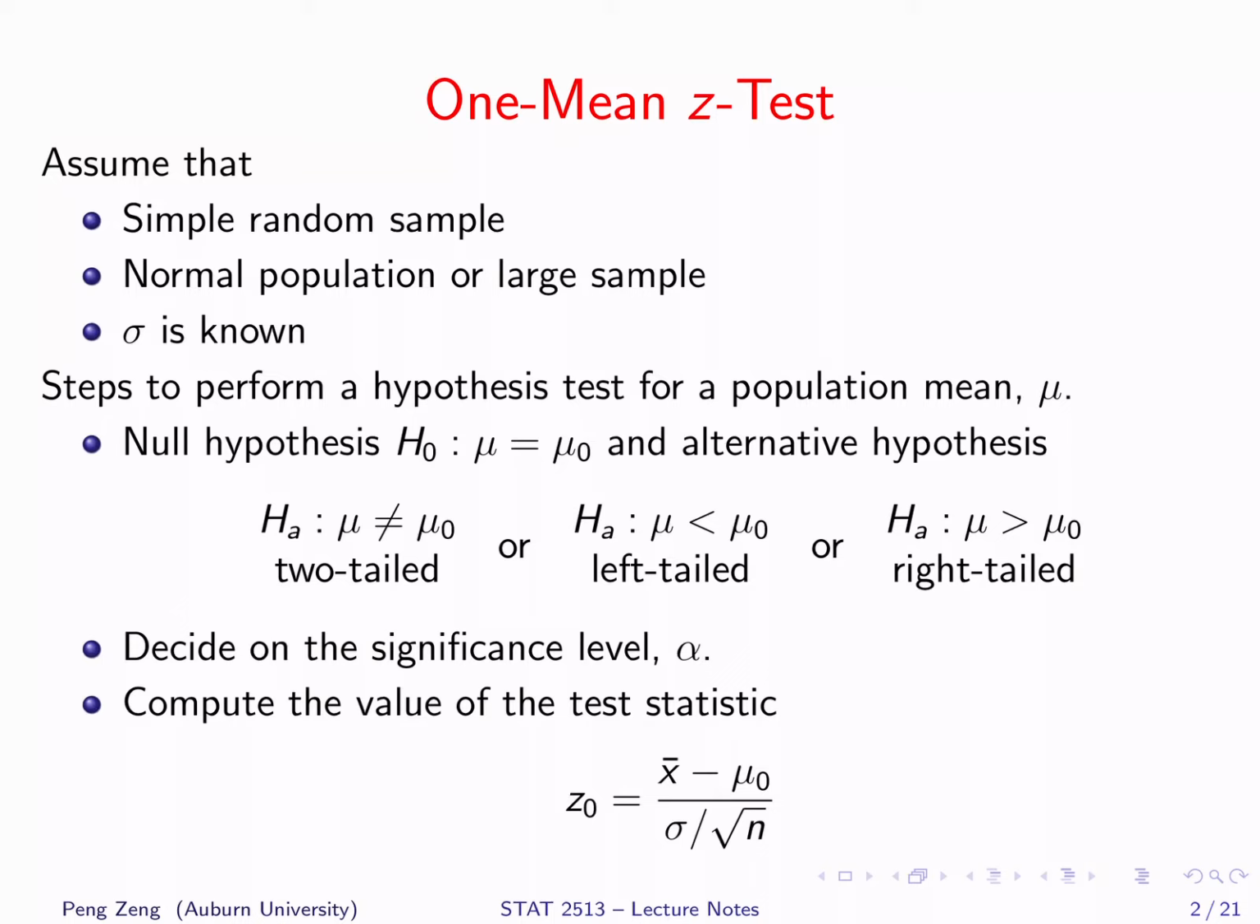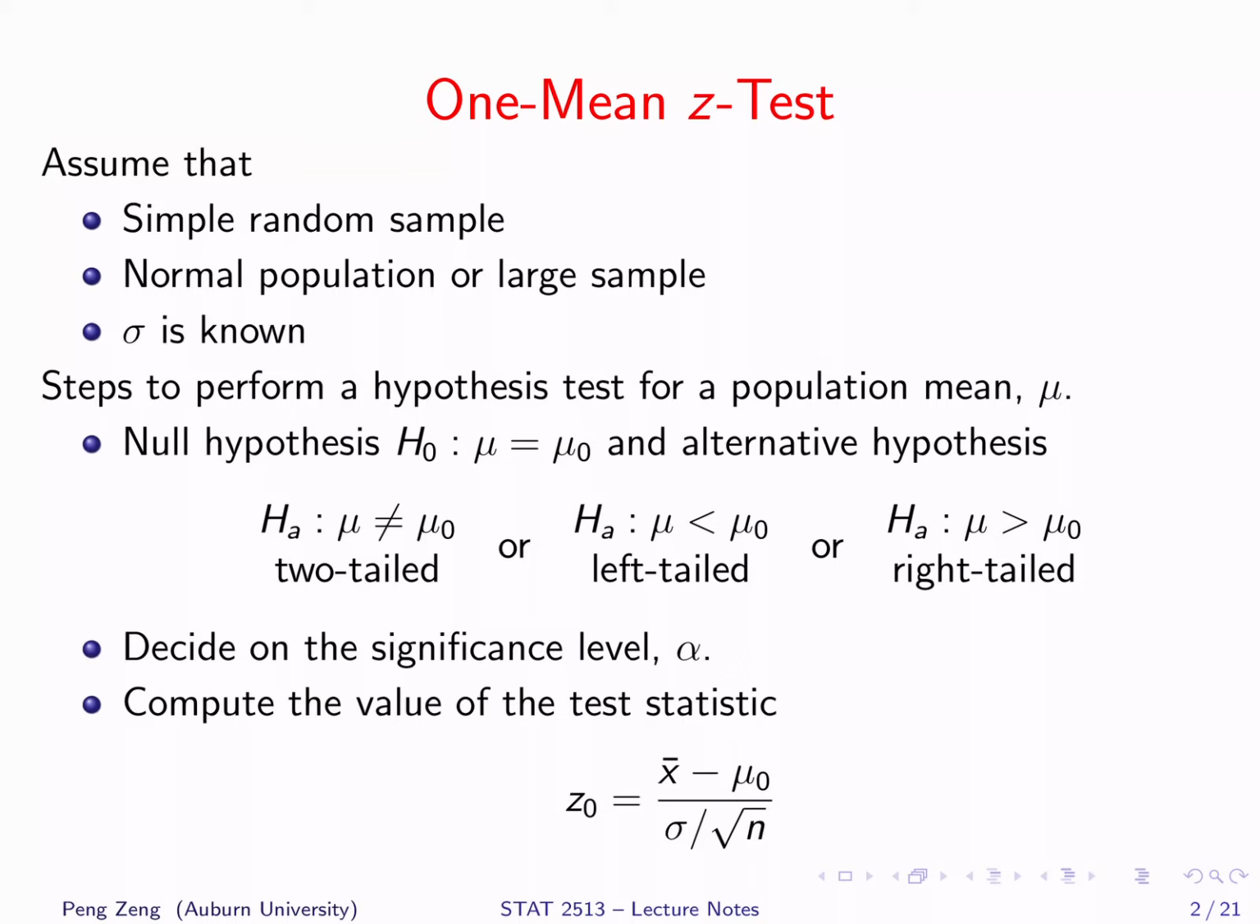Follow the steps below to perform a hypothesis test for a population mean mu. First, correctly identify the null and alternative hypothesis. The null hypothesis is always mu equals mu0. There are three different possible alternative hypotheses, namely two-tailed test mu not equal to mu0, left-tailed test mu less than mu0, and right-tailed test mu greater than mu0. Which alternative hypothesis to use in practice is determined case by case in applications. It is usually the statement we want to find evidence for.